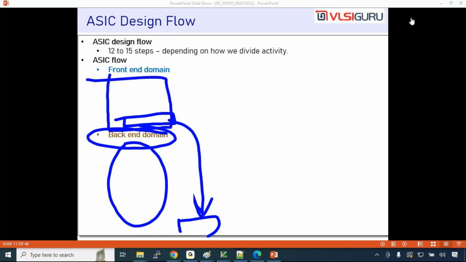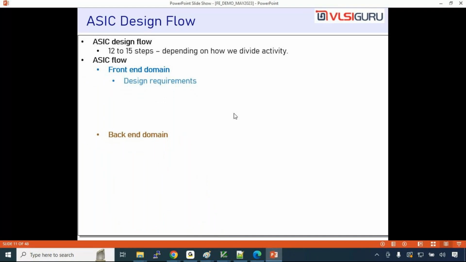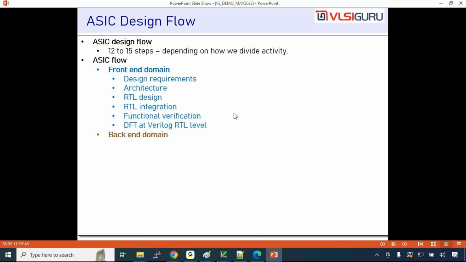So what is involved in front-end domain? Requirements, architecture, RTL design, RTL integration, and functional verification. Then a little bit of DFT, design for testability, they do at the RTL level also. You see here, till this point, you are still working at the Verilog code level only.